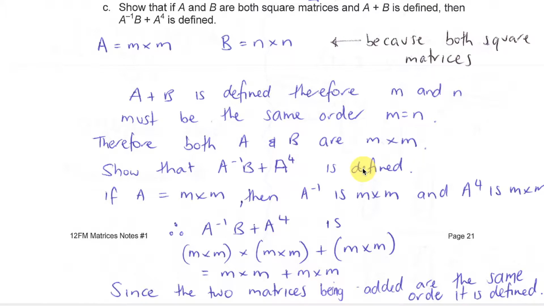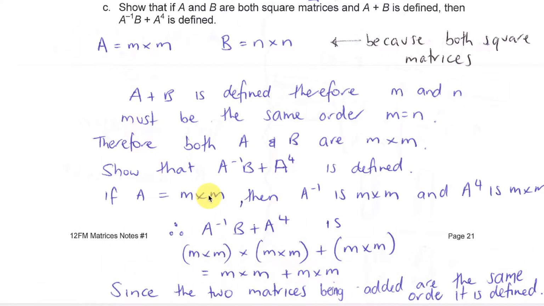The other bit of information that's missing here is A to the power of 4. If you take any matrix and you raise it to a power, firstly, it must be a square matrix, and secondly, the resultant matrix will be of the same dimension. So given that A is an m by m matrix, A to the power of 4 will also be an m by m matrix.